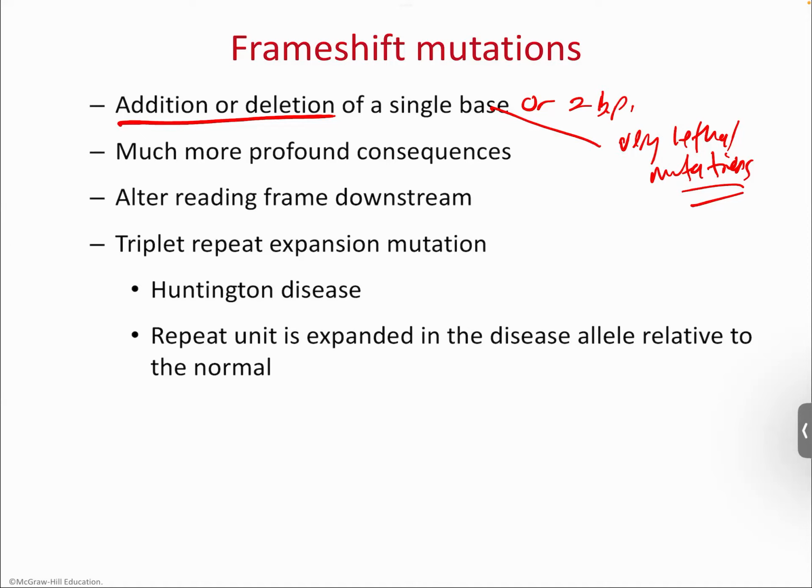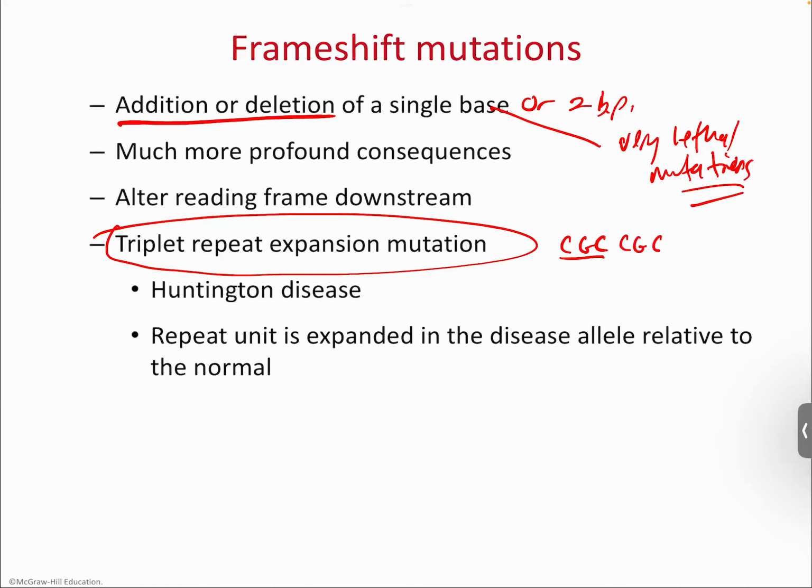The other thing that they kind of throw in there is what's called triplet repeat mutations. It's a group of mutations associated with this phenomenon where in some genes you have these triplets like CGC, but it's a repeat of CGC, CGC, CGC. And so what happens is in some situations, we know that these areas of repeats can expand.